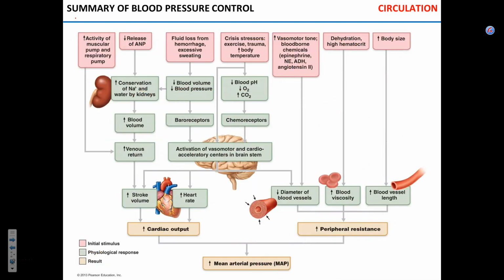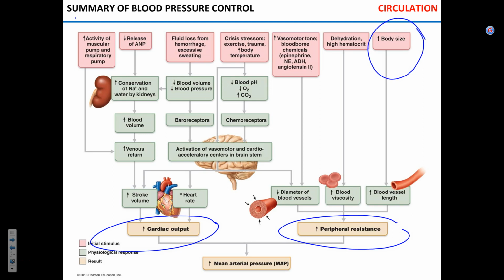Now we're going to talk about that summary and take a break. This shows you a general idea of how blood pressure is controlled. So first of all, you can control it through two main components. The cardiac output. Increased cardiac output means increased blood pressure. Or you can increase peripheral resistance. Now let's get the peripheral resistance out.